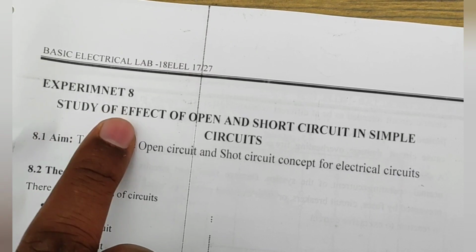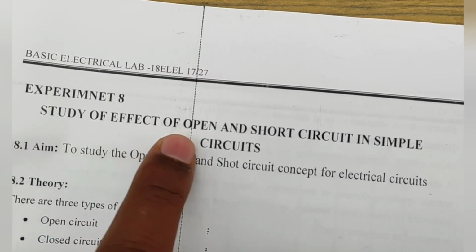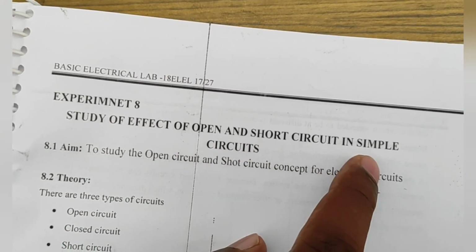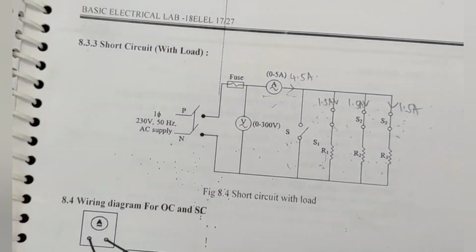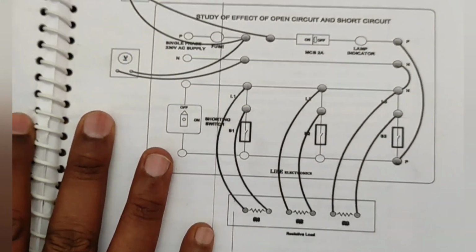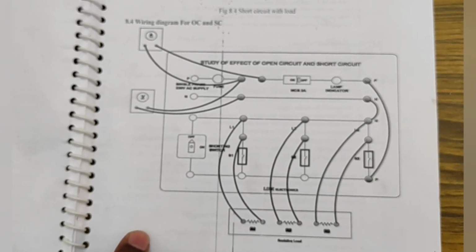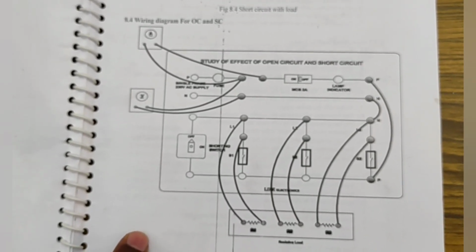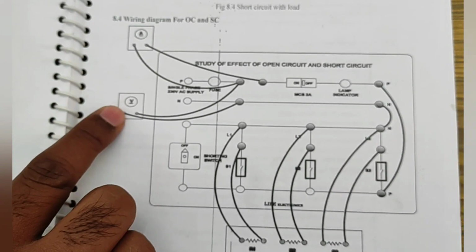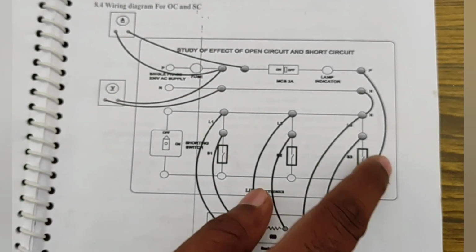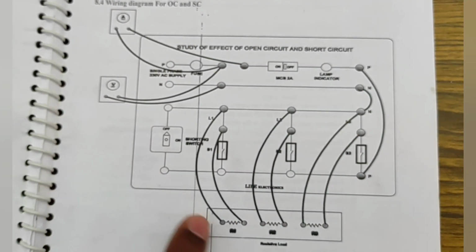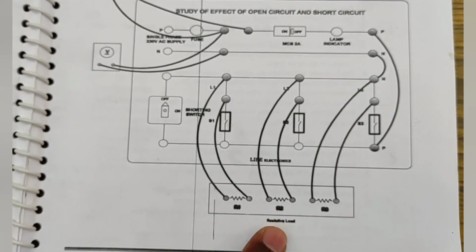This is experiment 8, study of the effect of open and short circuit in simple circuits. This is the demonstration video. This is the wiring diagram of our OC and SC test. In this diagram, you can see the ammeter, voltmeter, and the short circuit and open circuit board, and there should be a resistive load.